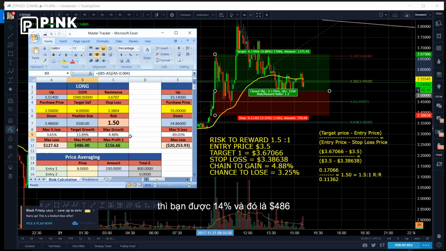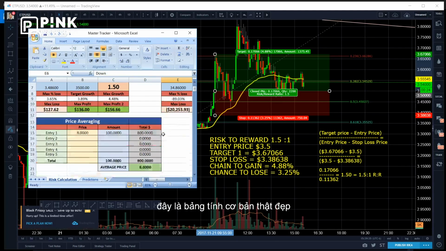I would actually make 14% of my money. I would make $486, okay? And this one here is your maximum growth based on the resistance. This tells you your maximum loss amount. This tells you your maximum profit dollar, your maximum profit right here. Sorry, your maximum profit if you sold it at this price. This column right here tells you your maximum loss if it actually hit your resistance, okay?